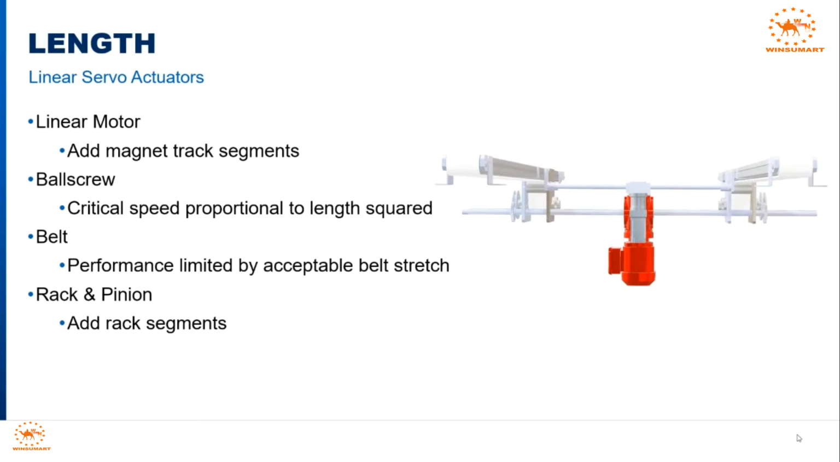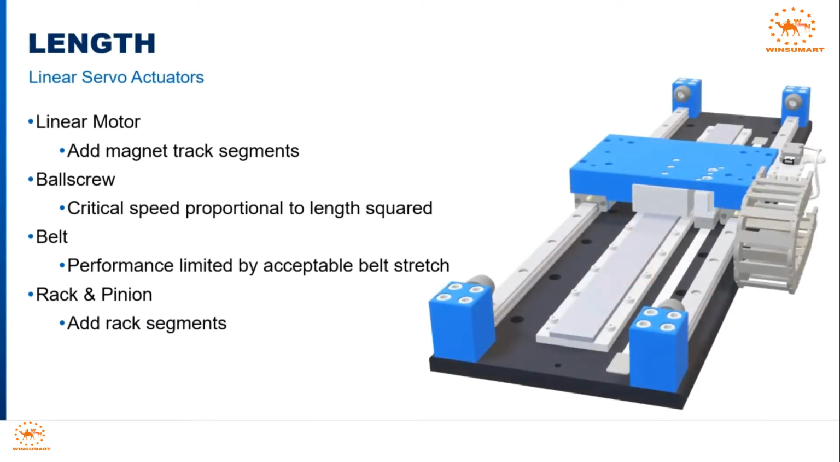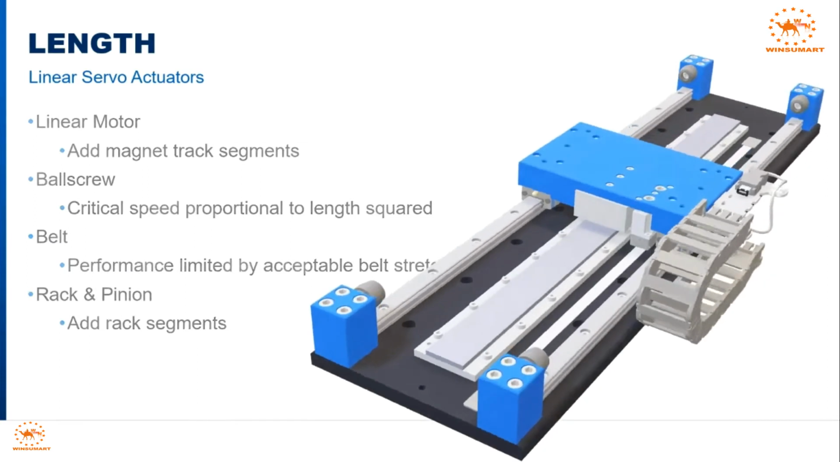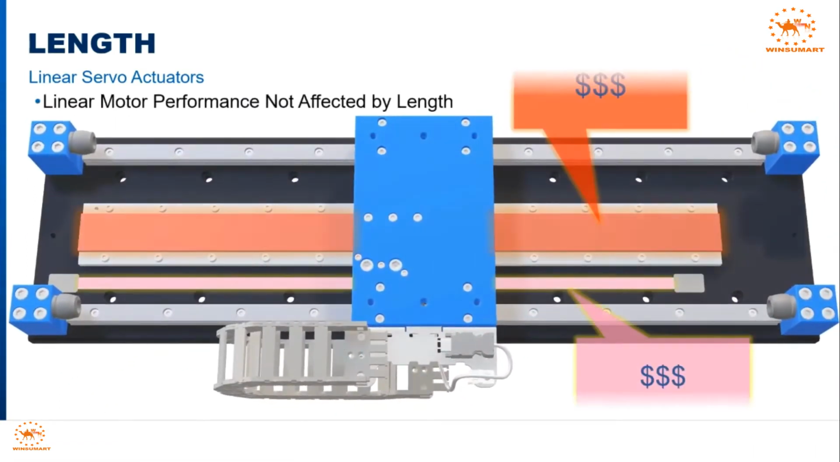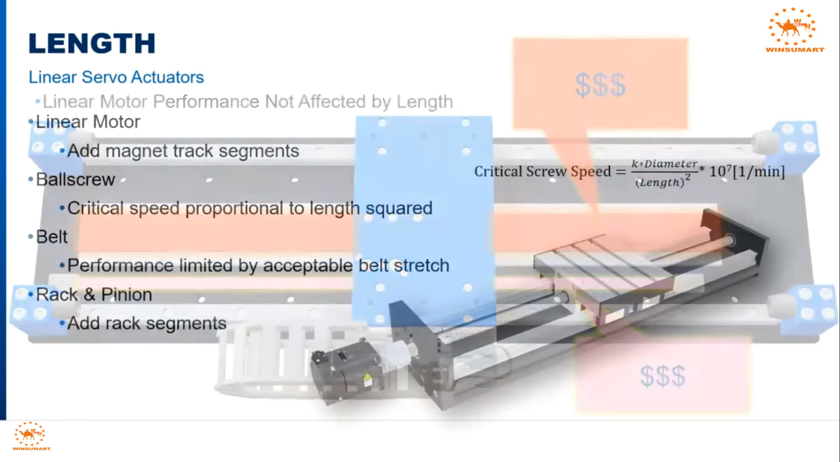That brings us to length. The large systems driven by rack and pinion can be quite long, and it is cost-effective to increase the length with additional rack segments with little impact on performance. Linear motors can also be used in applications with long stroke, but the cost of magnet track and absolute encoder tape is significant. Performance, however, is unaffected by overall length.